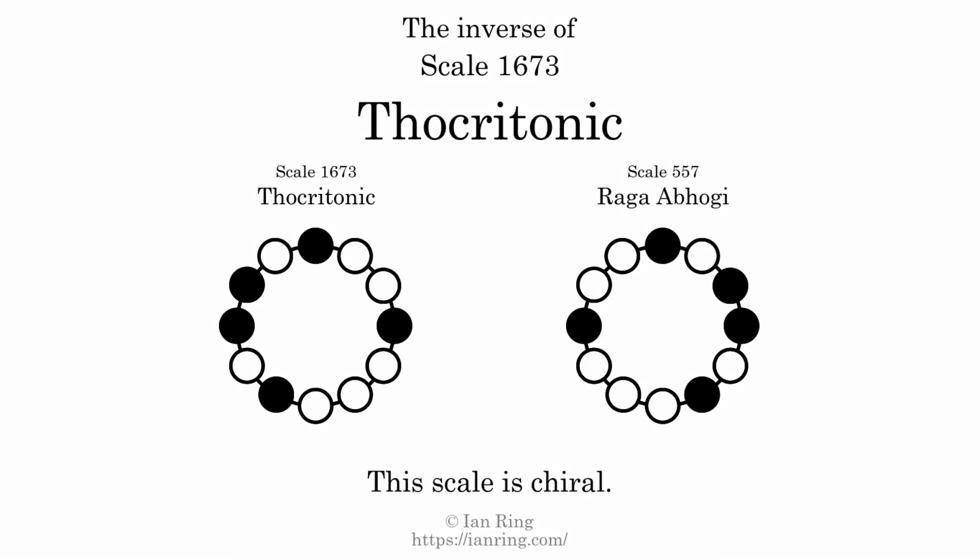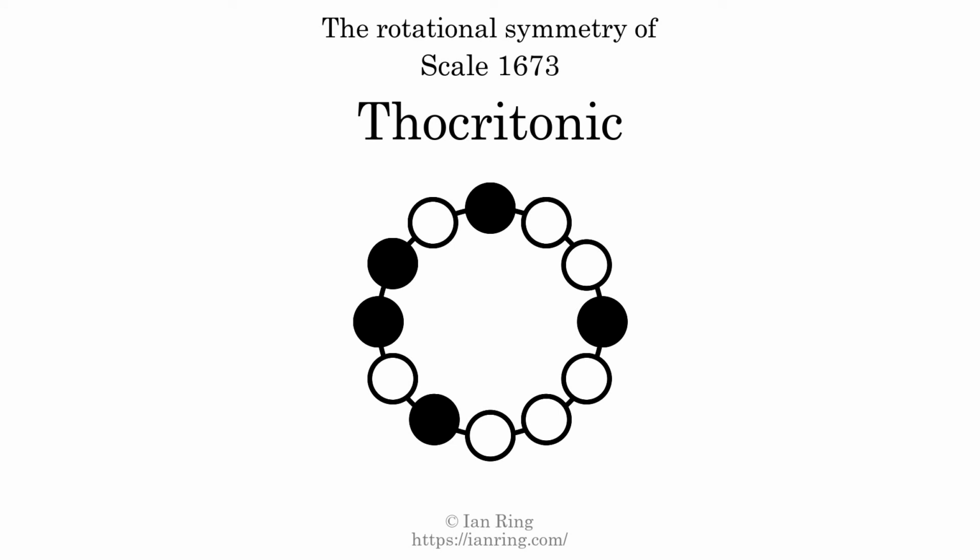The inverse of a scale is a mirror image. It is what you get when the sequence of intervals is reversed. The inverse of this scale is scale 557, also known as Raga apogee. This scale is chiral. It cannot transform into its inverse by rotational transformation. This scale has no rotational symmetry.